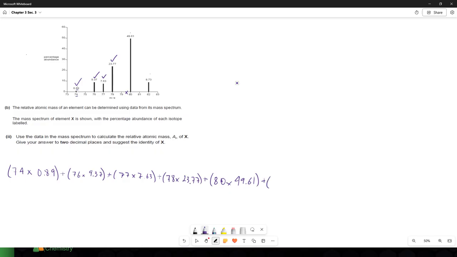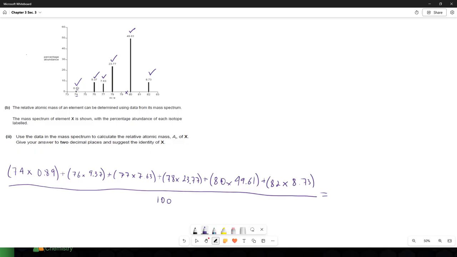And then finally the last one, so we check this one off. The last one's 82 times 8.73, being the percent abundance. Once we do that math, we're going to add all of this and then divide by 100, because we're using the percentages, the 8.73, not the decimal version.